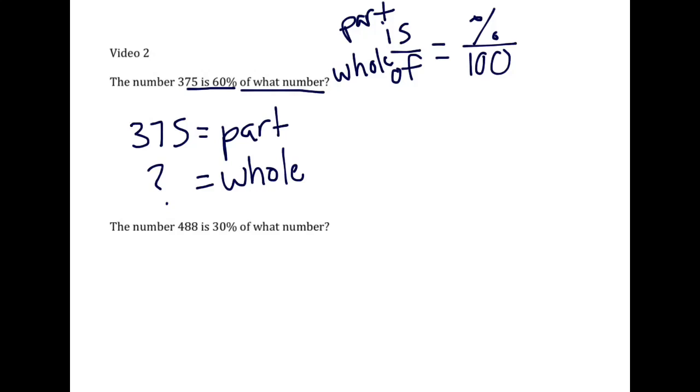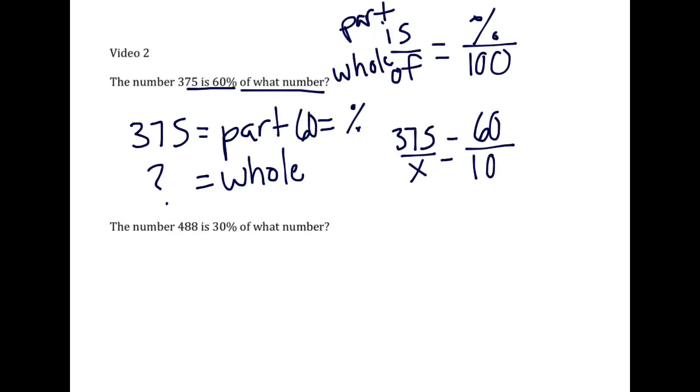And I'm also given a percent. My percent is equal to 60, so I can set up a proportion using this information from the problem. I know 375 is the part. I don't know what the whole is, so I'm going to put an X. And then my percent is 60, and all percents are out of 100, so it's 60 over 100.